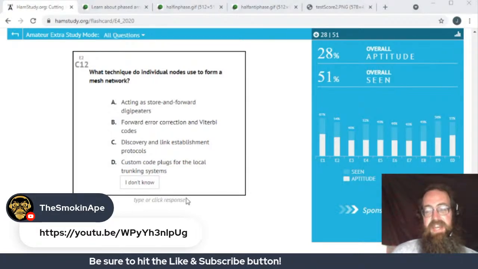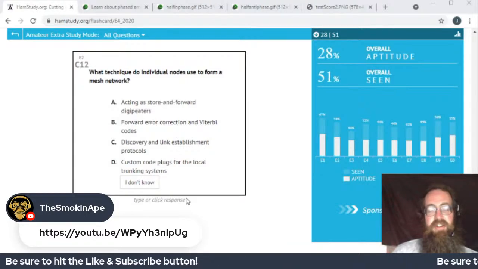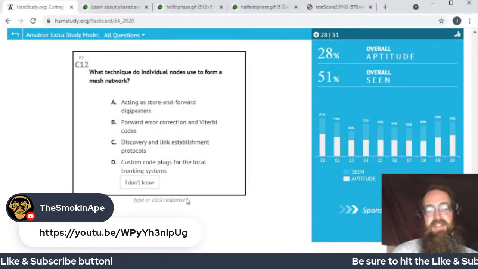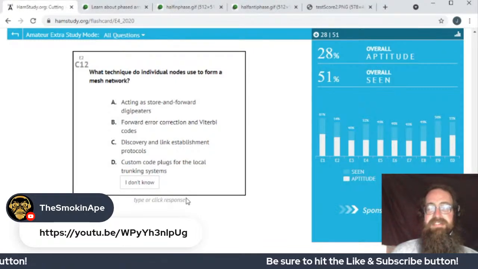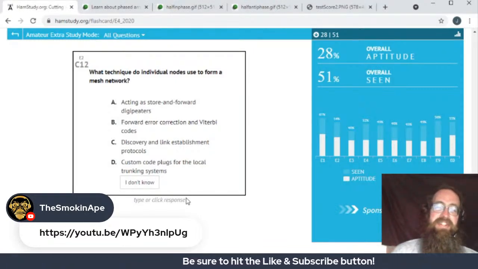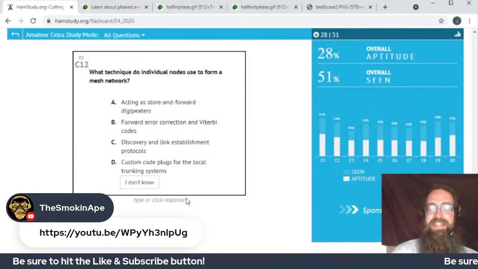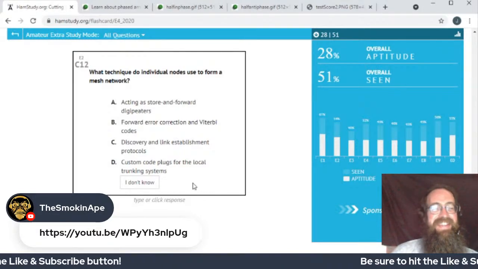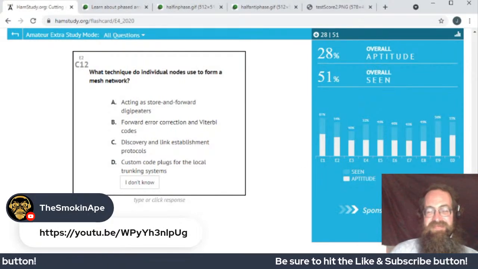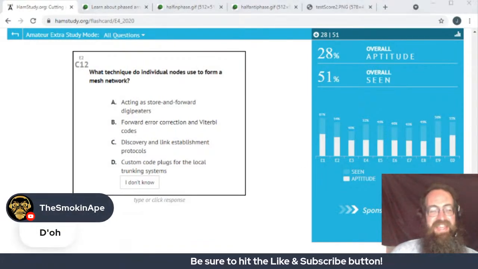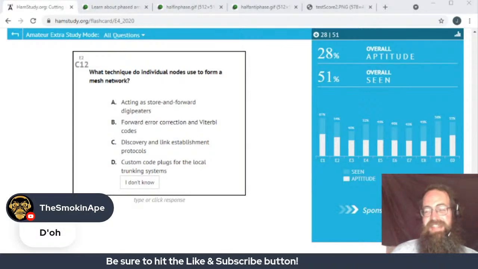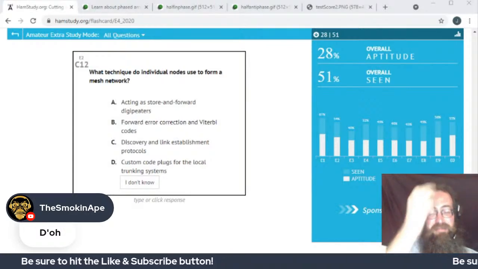Yeah, Smoking Ape, I got that one wrong the first time too. I've been doing this week over week, so I'm starting to get the same questions back again, and I'm sort of remembering those. And dope, watching a lot of The Simpsons there.